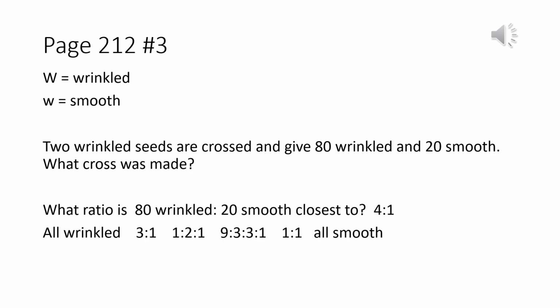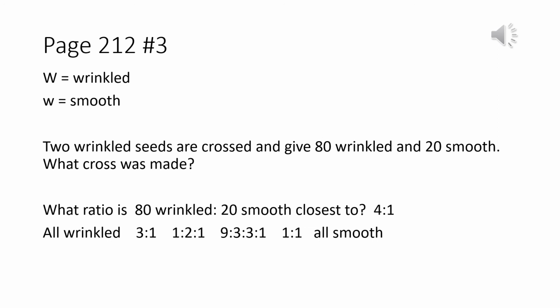On page 212, number 3, two wrinkled seed plants are crossed. The F1 generation has 80 wrinkled seed plants and 20 smooth seed plants. What's the phenotypic ratio of the F1 generation? And what did you cross, and what are the genotypes? Yeah, this one's going to be a little bit more of a think about it. We've got two wrinkled seed plants that are crossed. It gives an 80 to 20 ratio. What cross was being made?